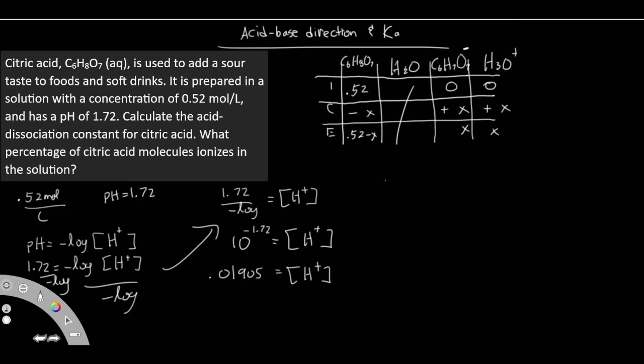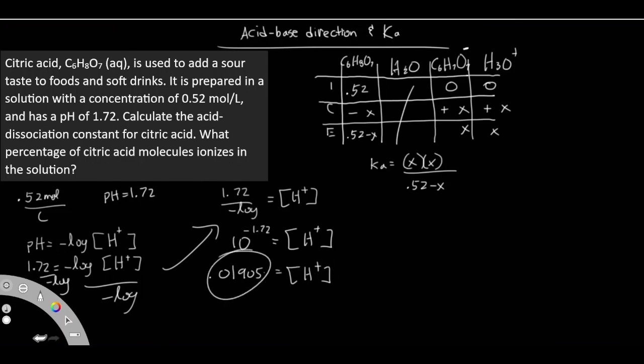So from here, all we need to do is do our Ka, our equilibrium constant expression. We have our products on the top, and then our reactants on the bottom. Now, we're just going to fill in the blanks. Well, how much actually got ionized? Well, remember, H plus is the same as the hydronium. It's just the concentration of that ion.